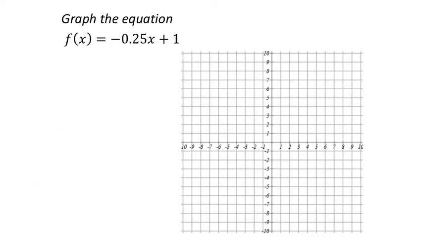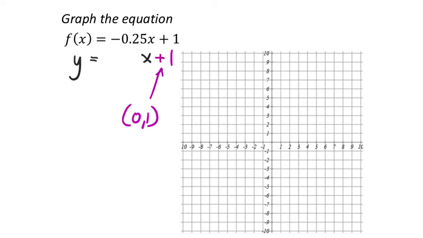Okay, so what's going on with this one? I'm going to rewrite it as y equals, just to make it kind of familiar. And even the x and the +1, that's okay. We know the +1 is going to be my y-intercept at (0, 1). But what's going on with the slope here? It's negative 0.25. What I'm going to do is change that into a fraction on my calculator.